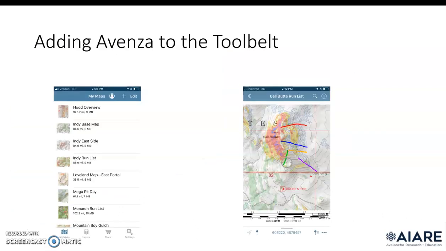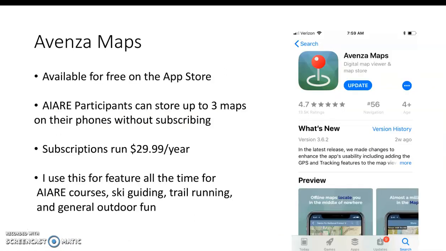For this presentation, I'm going to show you how to add Avenza to your tool belt. Avenza is an application available for free from the App Store. It's something that instructors can use, but also you can teach your participants how to use. Your participants don't have to subscribe to it. They can get up to 3 maps a year, 3 maps on their phone at any given time. If you wanted to buy the subscription, it's about $30 a year, and it allows you to keep a lot more maps on your phone.